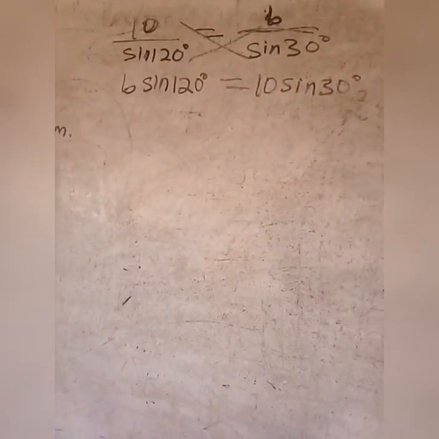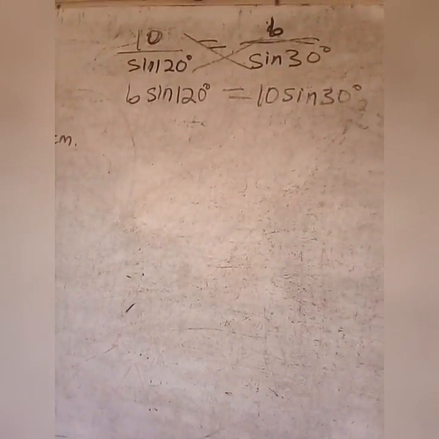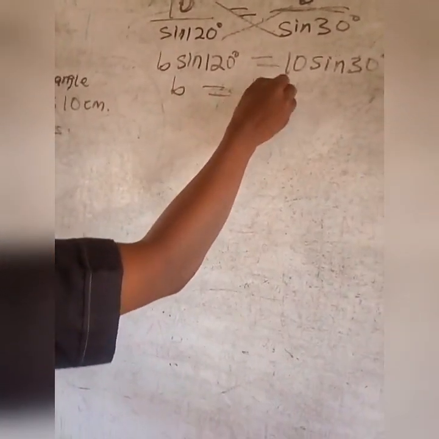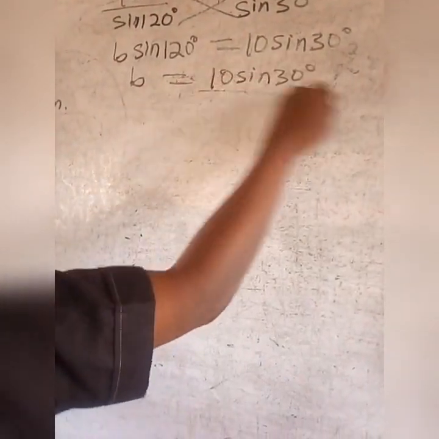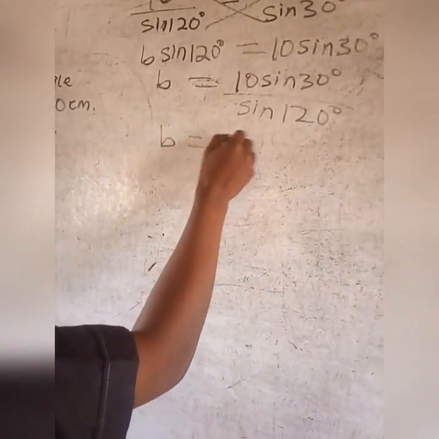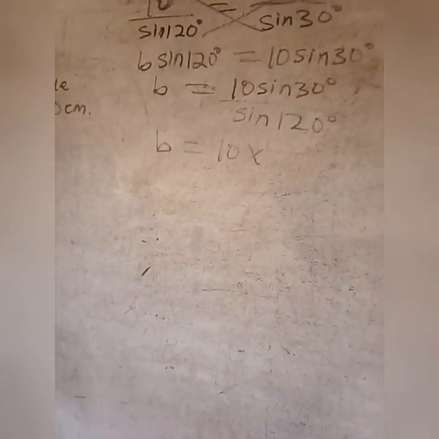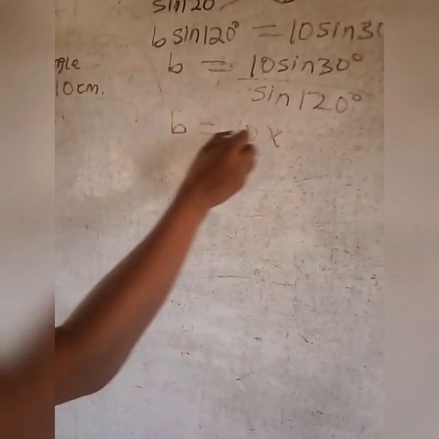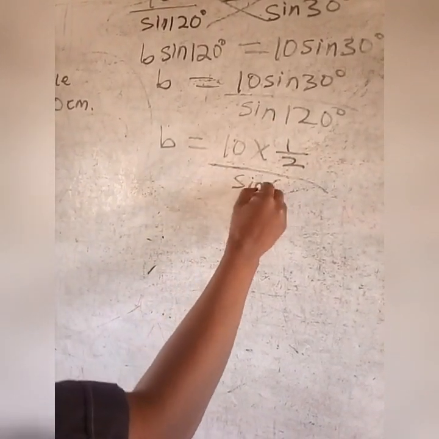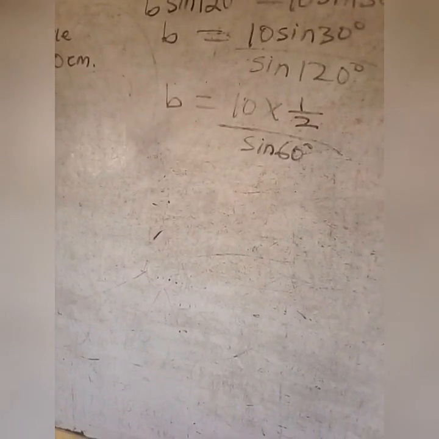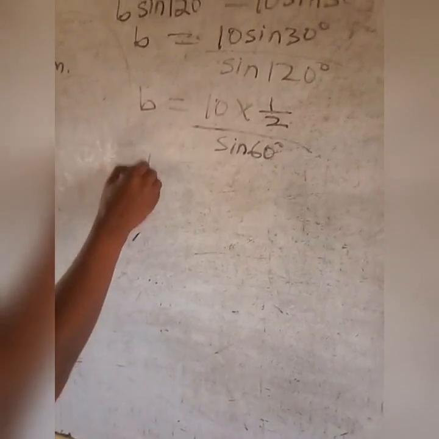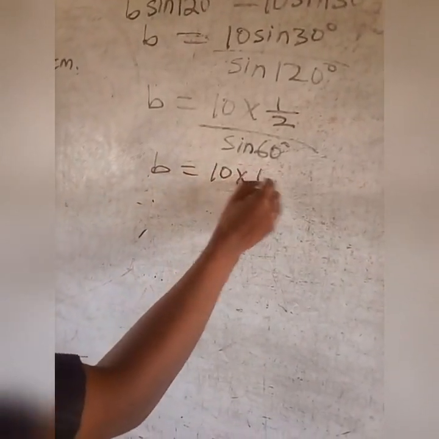Now the next thing I'm going to do is divide both sides by the coefficient of B. B will now be equal to 10 sine 30 degrees over sine 120 degrees. So B is now equal to 10 times sine 30 degrees, which is 1 over 2, all over sine 120, which is the same thing as sine 60 degrees. When you say 180 minus 120, that gives us 60, because if you look at the figure table, you don't have 120 degrees there. So now B is going to be 10 times 1 over 2.